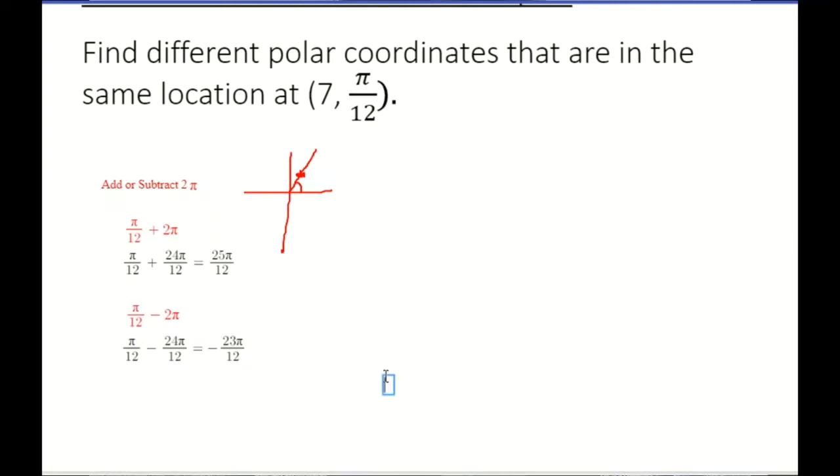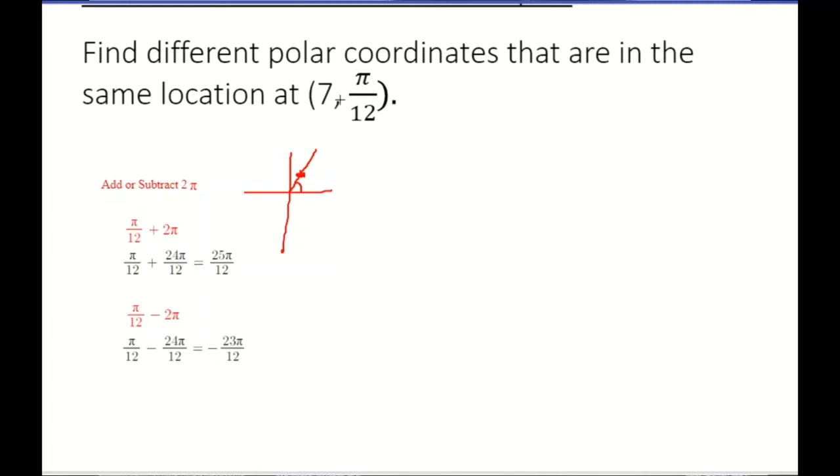So let's say I asked for a point that's in the same location as 7 comma pi over 12, but with a negative angle measure. This would get that for you. Let's say I asked for one where the angle measures in between 2 pi and 4 pi, then you could give me this one. So depending on what other restriction I give you, you can do either one of these two things to find another theta value for that.